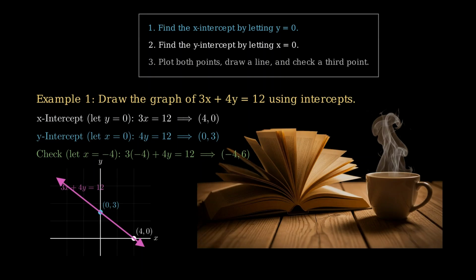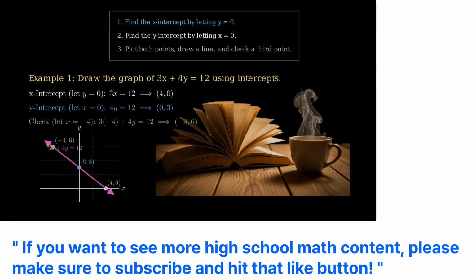To find the y-intercept, let x equal 0. This gives 4y equals 12, so y equals 3. Our y-intercept point is (0, 3). Let's check using a third point. If x equals negative 4, substituting it gives y equals 6. Since the checkpoint (-4, 6) lies perfectly on our path, the line is absolutely correct.